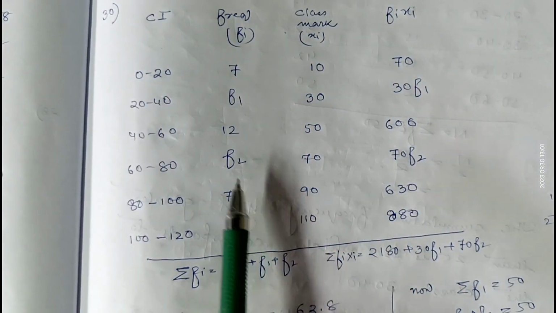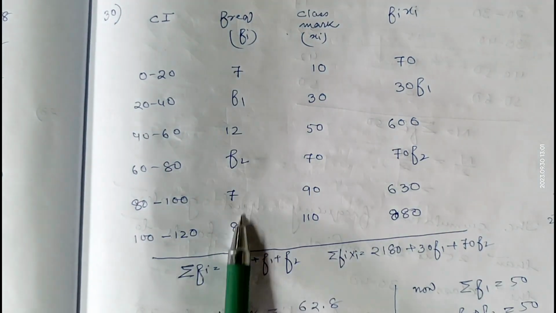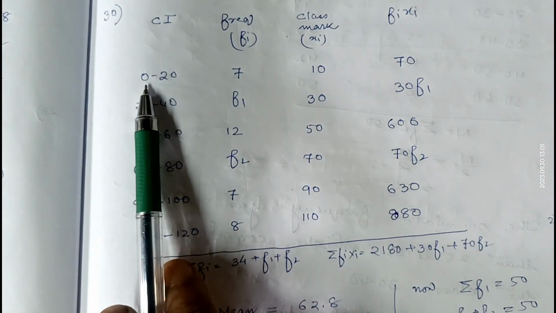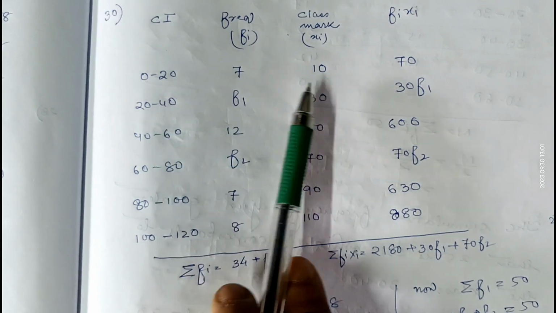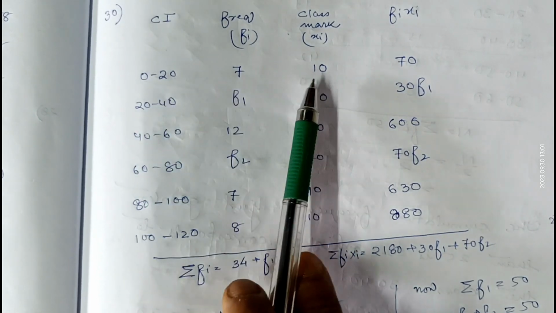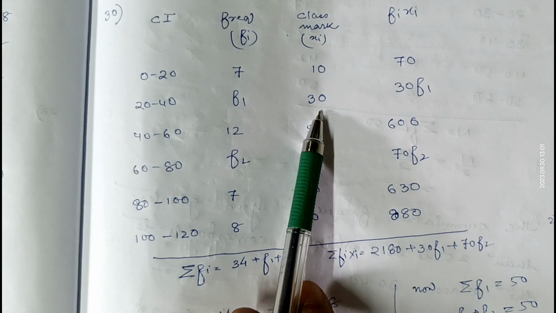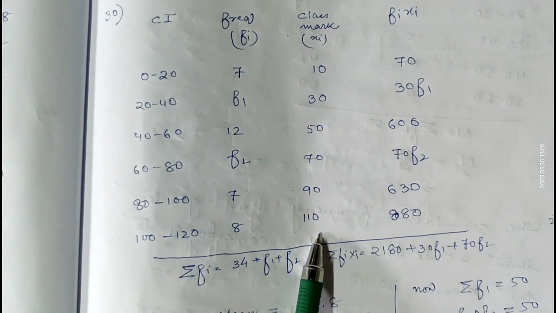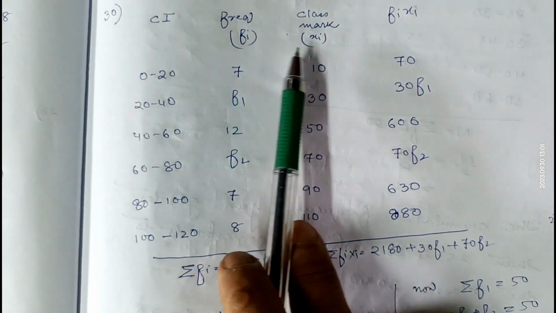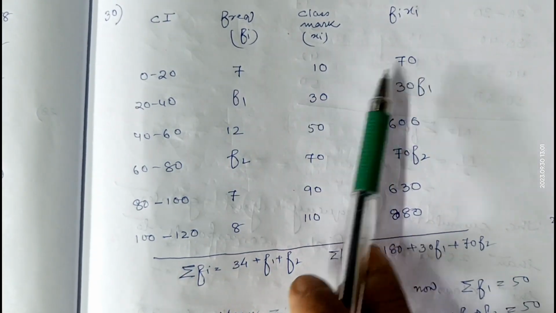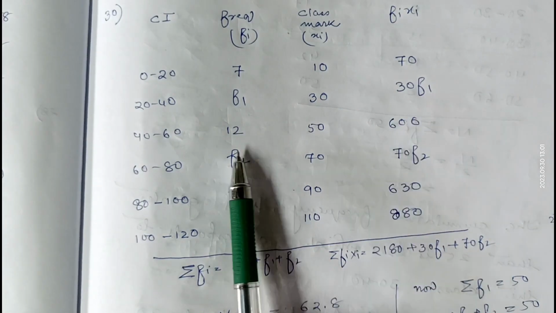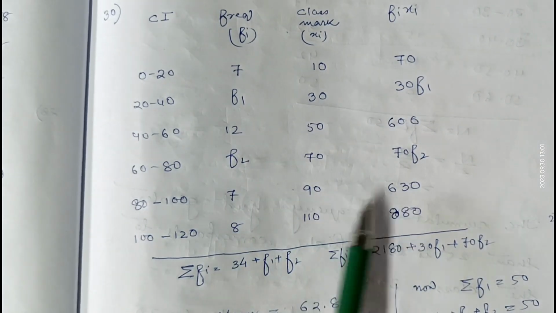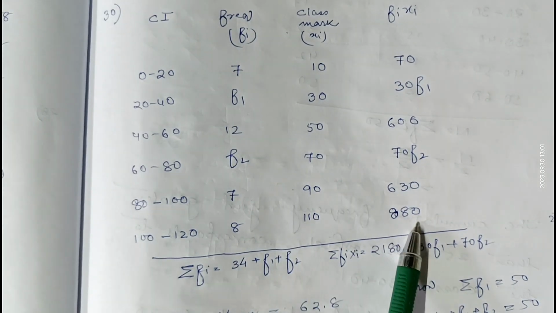So if we prepare the table with class interval, frequency, and class mark, the first class mark will be (0 plus 20) divided by 2, which is 10. The difference is 20, so keep on adding 20: 10, 30, 50, 70, 90, 110. Now we have to multiply Fi into Xi: 7 into 10 is 70, 30 F1, 12 into 50 is 600, 70 F2, 630, and 8 into 110 is 880.